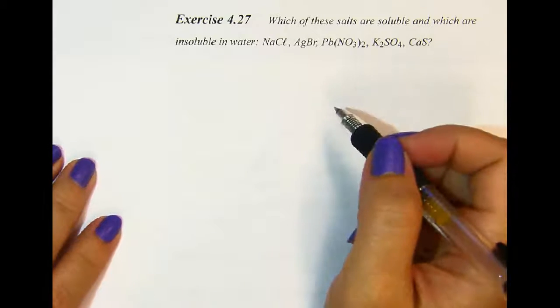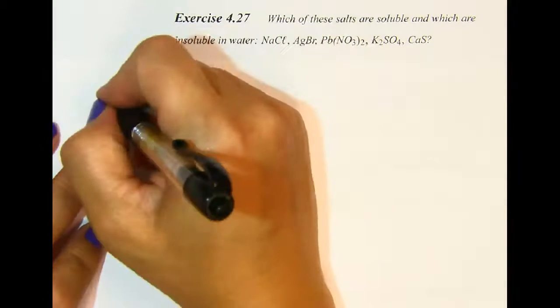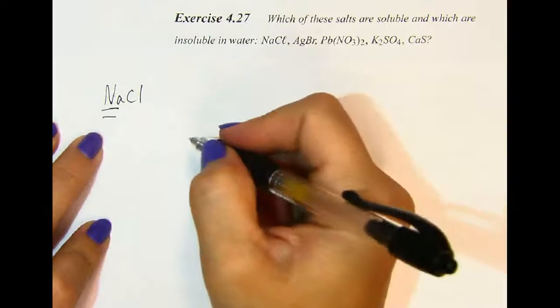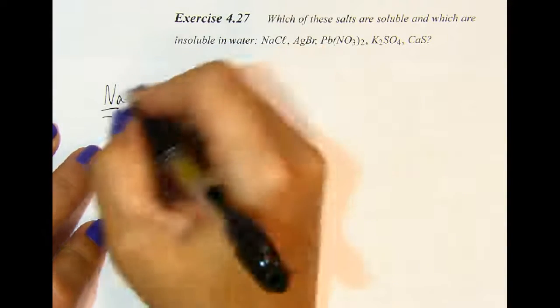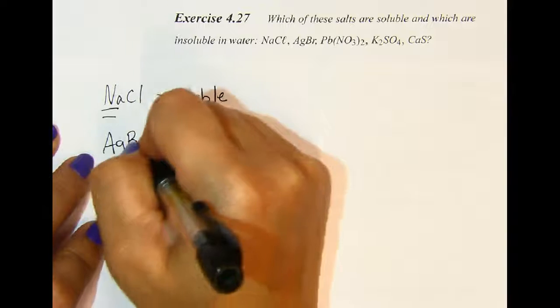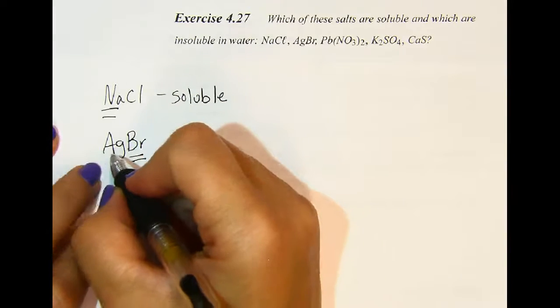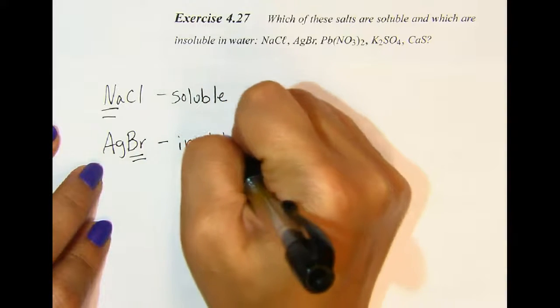So example 4.27, which of these salts are soluble and which are insoluble in water? So sodium chloride has a group 1 metal, so it's automatically going to be completely soluble. Silver bromide. Bromide is soluble except with silver, so we're going to make this an insoluble compound.